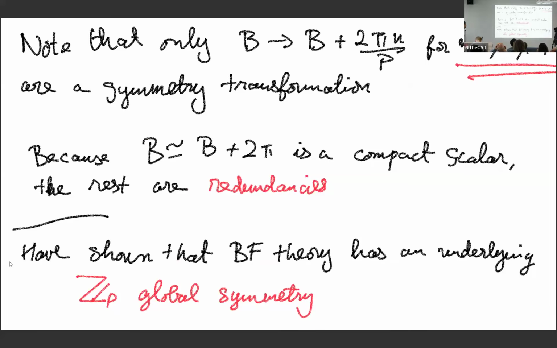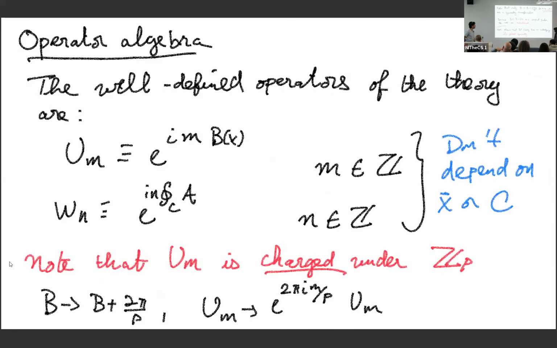Okay, so this discrete shift is a symmetry transformation, and B is B plus 2 pi as redundancy. So this BF theory has this ZP symmetry. And what are the operators of the theory? Well, B and B plus 2 pi are identified, so B is not a good operator. Actually, the only good operator that I can build with B is the exponential of B, exponential of i n B, with n an integer.